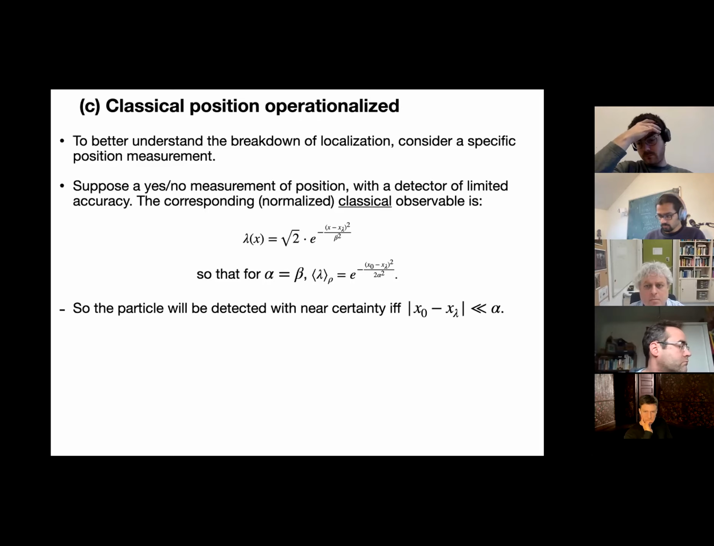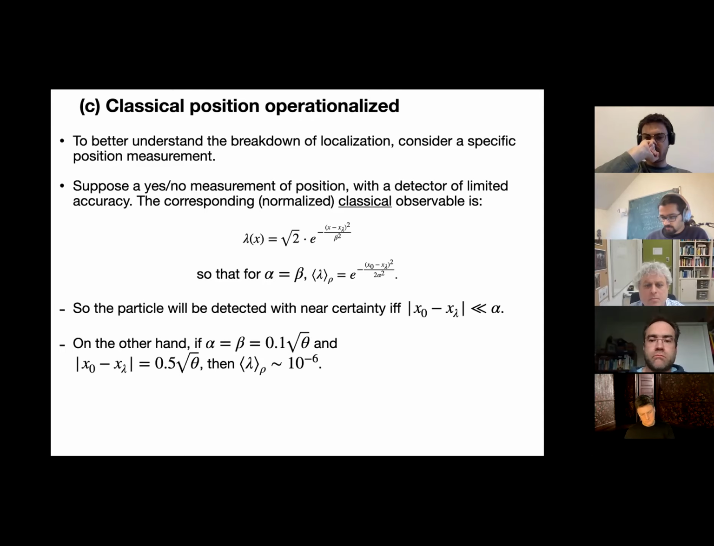We want to think of this expectation value as the probability that the detector will say yes. And if the detector is right on top of the particle, then it's bound to say yes. Okay. What happens if we move the detector away from the particle? We're talking classically, so theta has no actual significance in what we're saying. But this is the case I'm going to consider on the next slide in the non-commutative case.